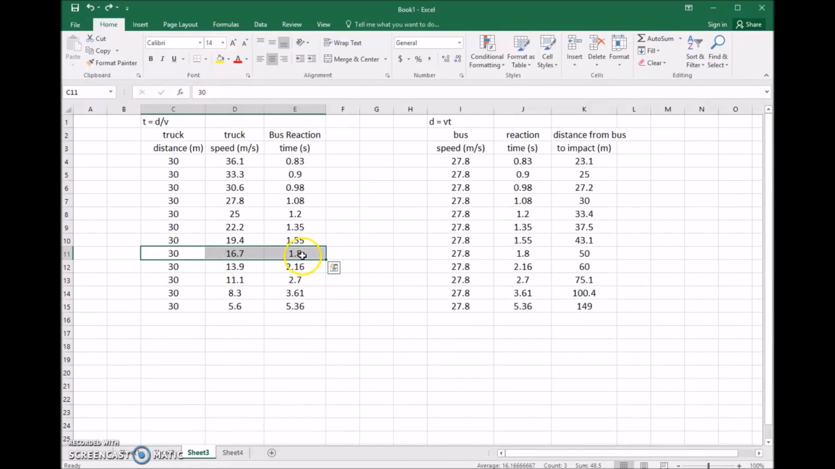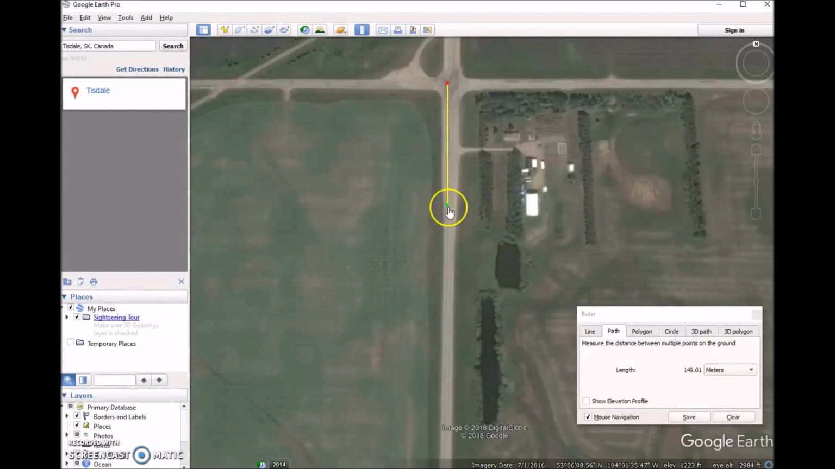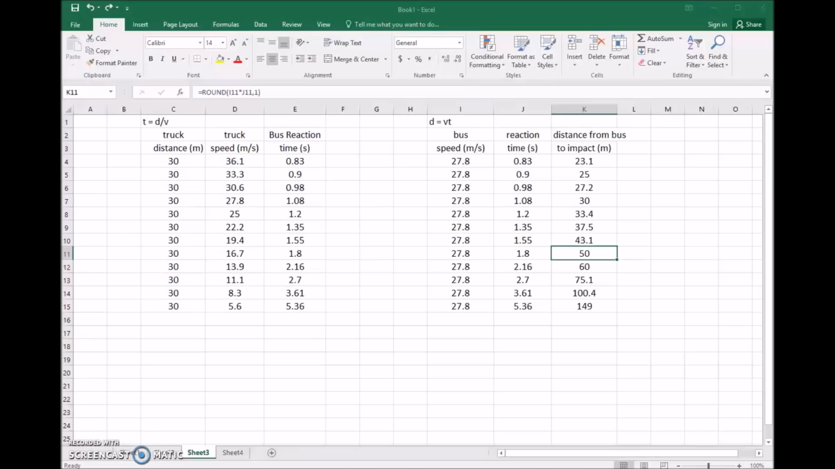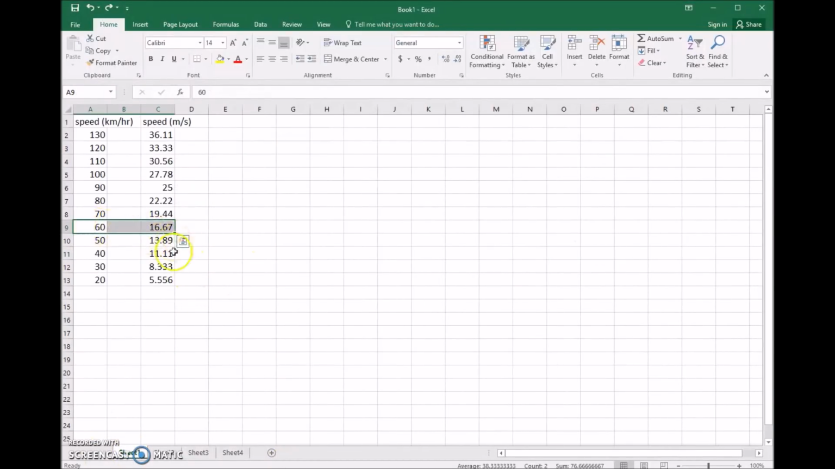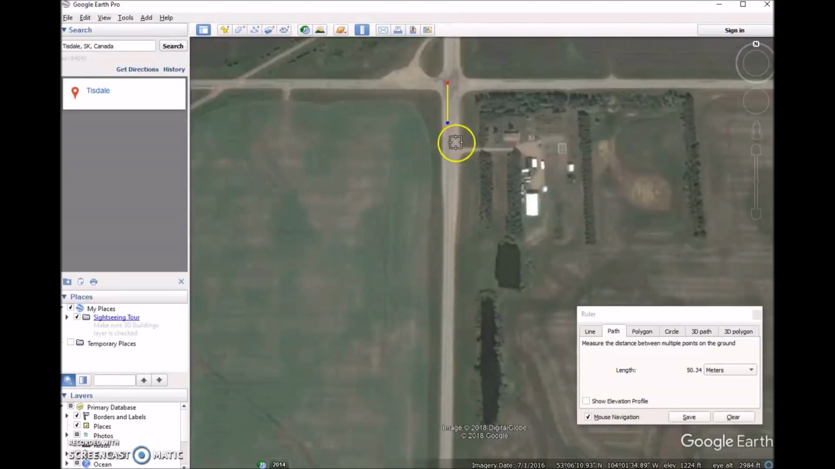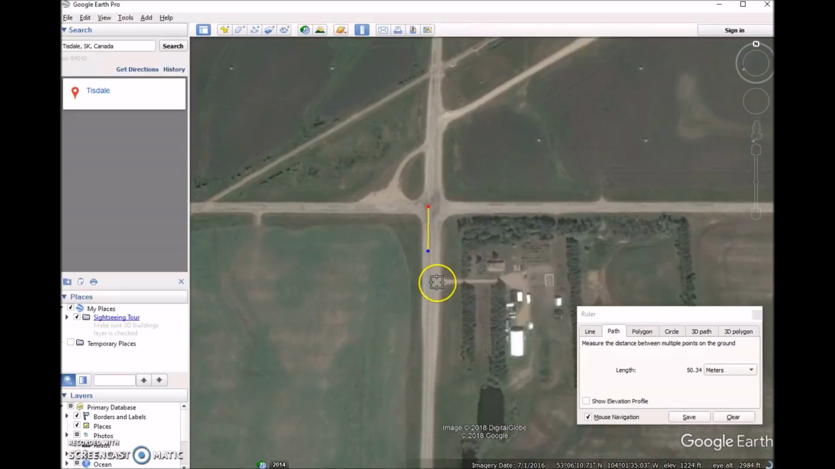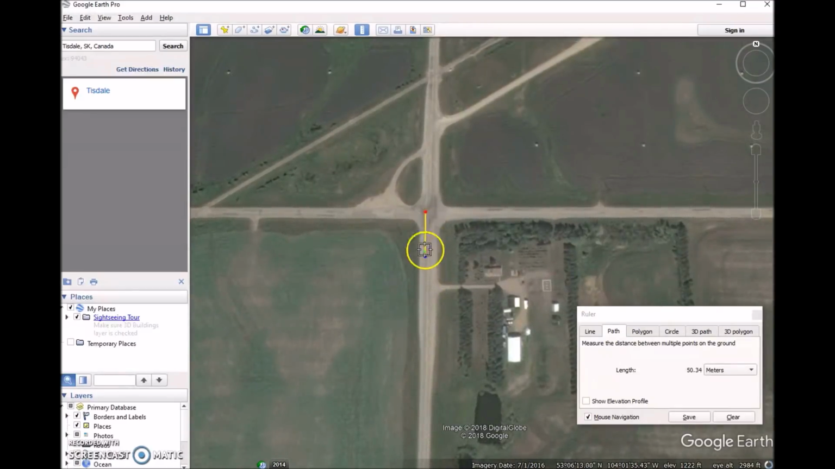60 kilometers per hour, that only gives the bus 1.8 seconds. 1.8 seconds. And if the bus going the speed limit, 100 kilometers per hour, has 1.8 seconds to react, then the distance from the bus to the impact is 50 meters. The distance from the bus, right about there, that's the closest I can come. If the truck rolls through at 16.7, 60 kilometers per hour, that's right there. That's how much room that the bus has to react. A split second, long enough to say, whoa, slam on the brakes, and some passengers at the back stand up and see what's going on.